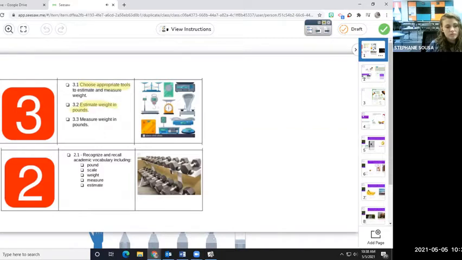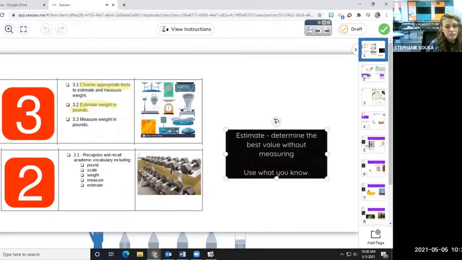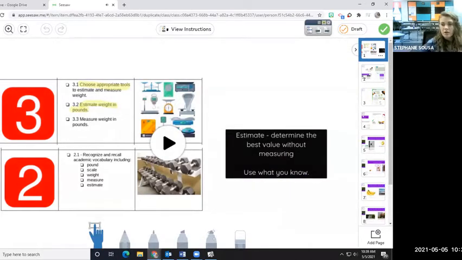To remind you what estimate is, an estimate is when you determine the best value without measuring. You want to use what you know about weight to help you estimate how much things might weigh. Okay. So this standard has a whole lot in it.